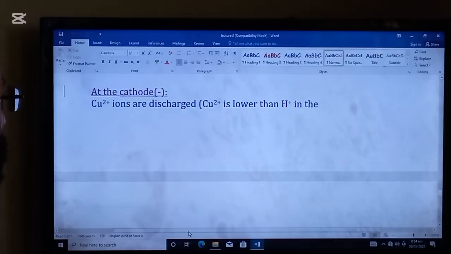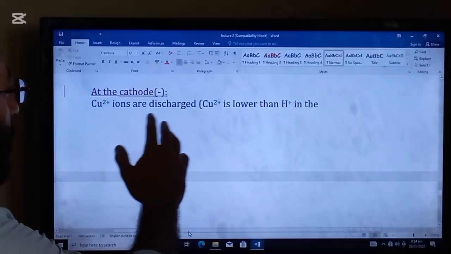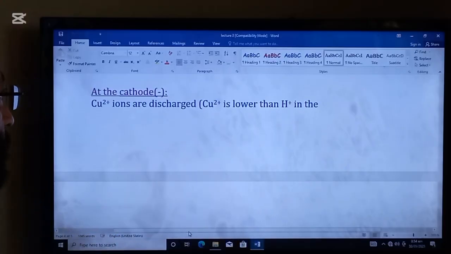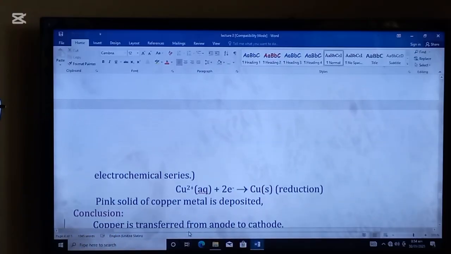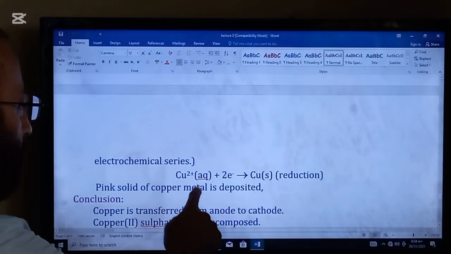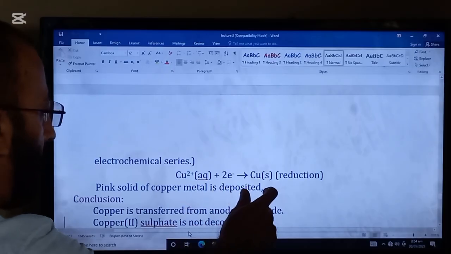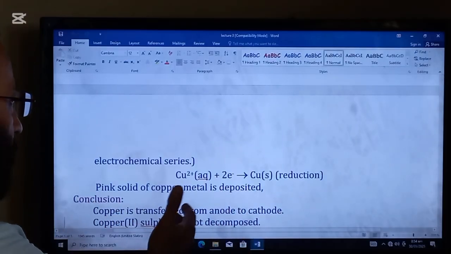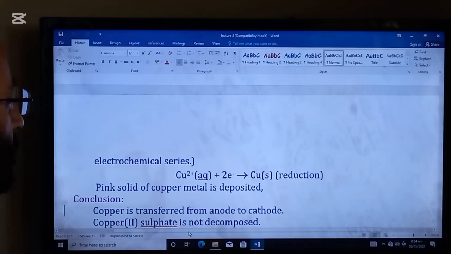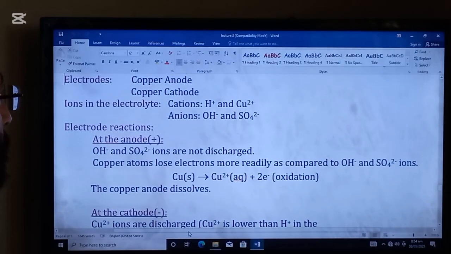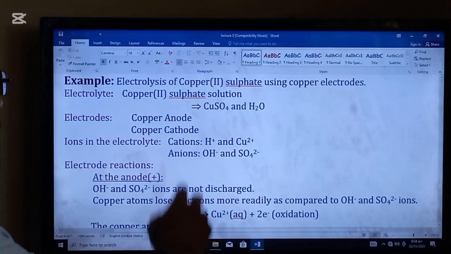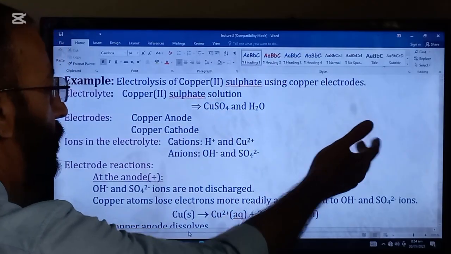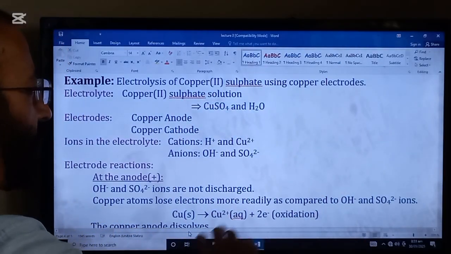And at the cathode, Cu2+ ions are discharged. Cu2+ is lower than H+ in the electrochemical series. Cu2+ plus 2 electrons forms copper. This is a reduction process. Pink solid of the copper metal is deposited. So again, I'm telling you, because the electrolyte is copper sulfate and the electrodes are also copper, only copper will be discharged.